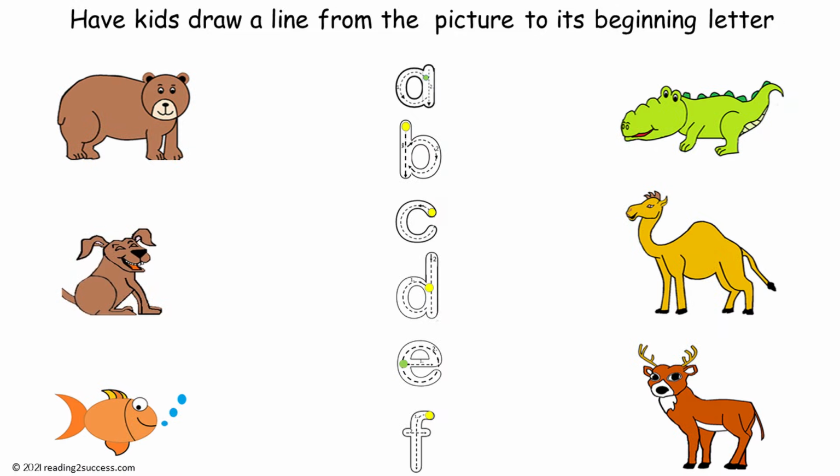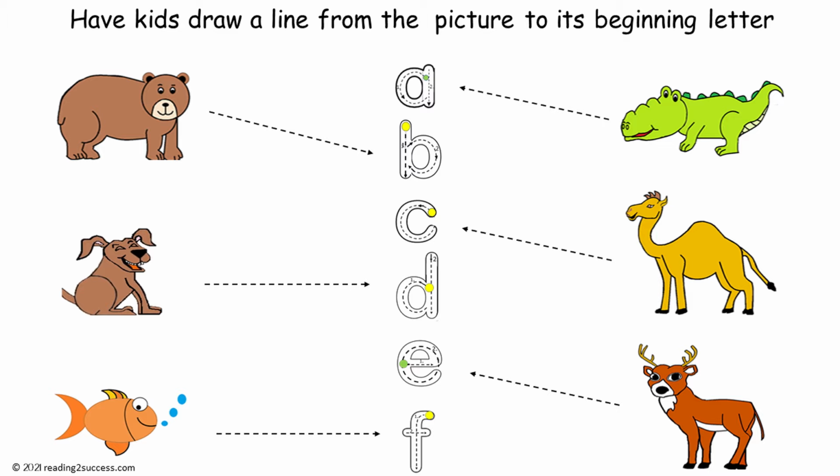In this activity, have kids draw a line from the picture to its beginning letter. And this is a completed example. A is for alligator, B is for bear, C is for camel, D is for dog, E is for elk, and F is for fish.